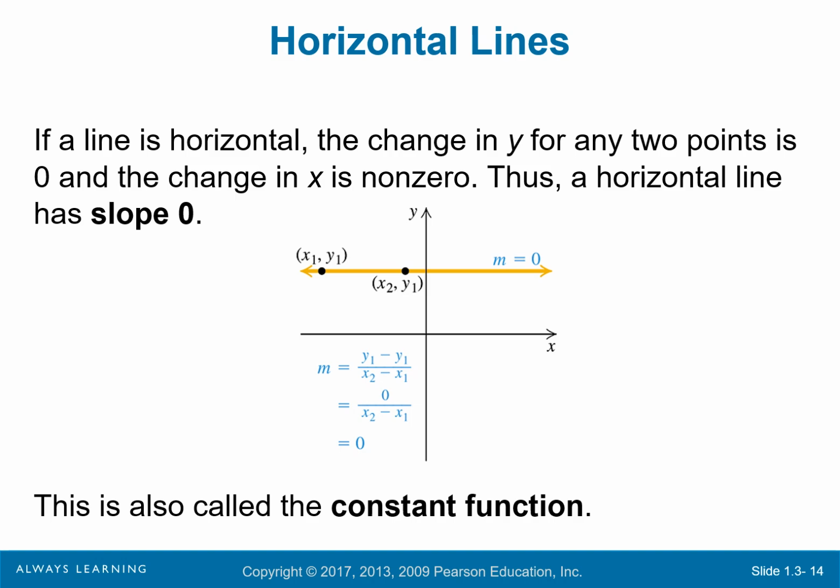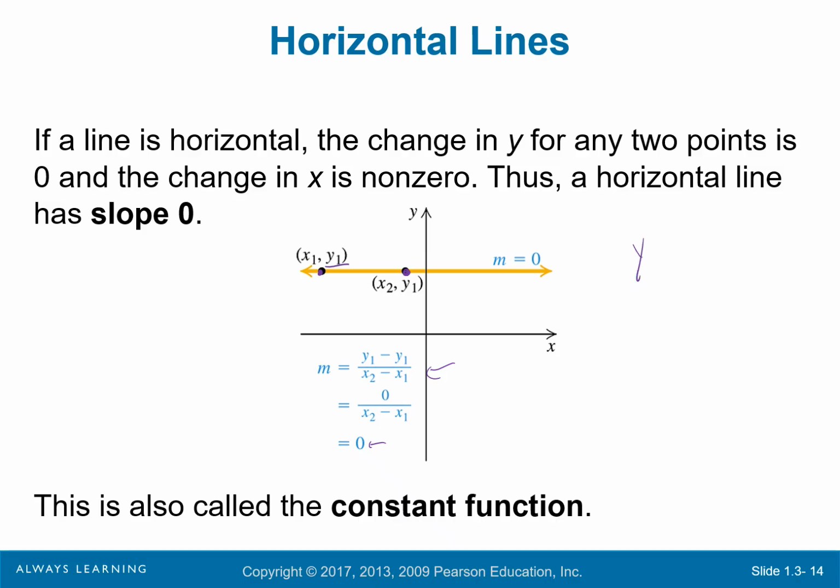So if a line is a horizontal line, then the change in y for any 2 points is always going to be 0. If it's horizontal, that means they have the same y value. So it's (x1, y1), and then x2, and my y2 is just y1 again. So as soon as I put that into my slope formula right here, I end up with a 0 on top and a 0 over all. So my slope is 0.